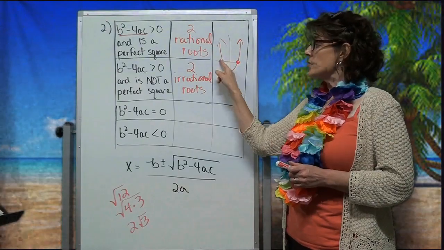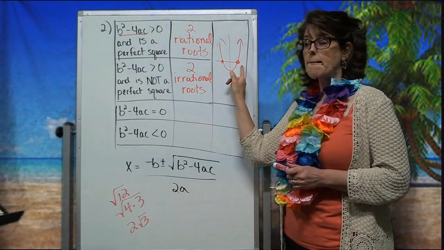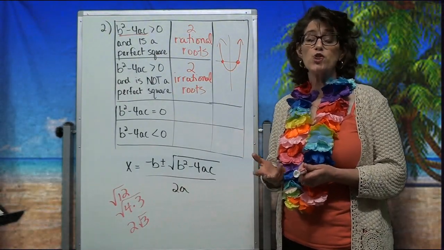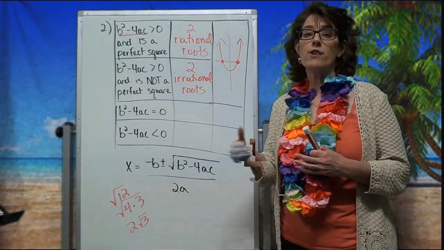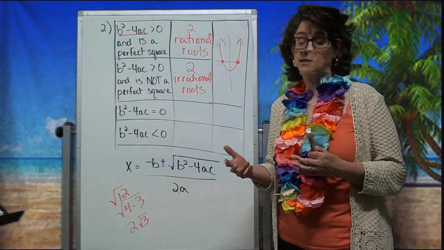So in my graph, it'll definitely cross in two spots. It's just that those two spots where it crosses are going to be irrational numbers. Crazy decimals that go on forever and ever and ever. They never repeat, they never end.